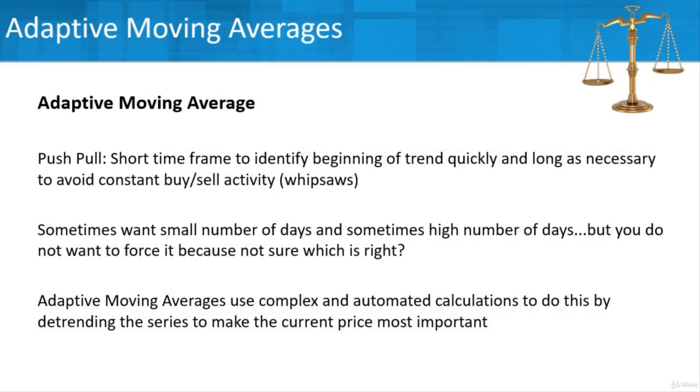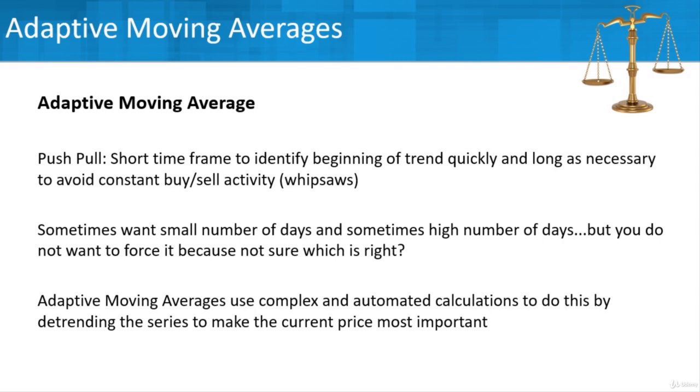Another one is an adaptive moving average, which is kind of a push and pull aspect where it's looking at a short time frame to identify the beginning of trends quickly, and as long as necessary, you want to construct it to avoid constant buy and sell activity or whipsaws. That's where these adaptive moving averages came in, because with any of the other ones we talked about, you can still have frequent trading whipsaws. So sometimes you might want to adapt it to a smaller number of days, and sometimes to a higher number of days, but you can play around with it. But you don't want to force it because you're not sure which is the right number of days.